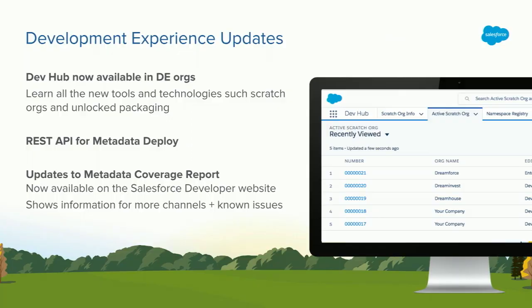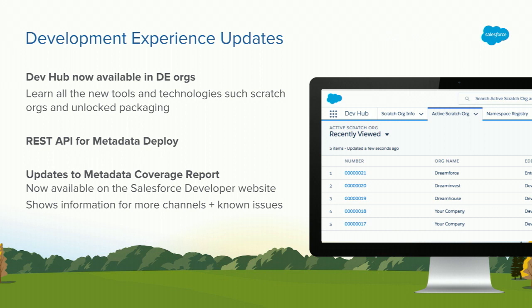Development experience updates. If you have a DE org, you will now be able to have a dev hub. This is going to give you access to Scratch orgs and all the capabilities around package development. We also have now created a REST API for metadata deploy. Say finally around that, we are supporting REST. It's amazing. We're going to be working on REST API for metadata retrieve as well.